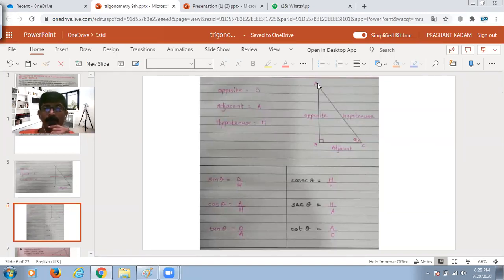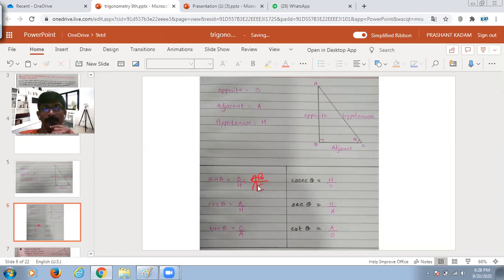So, in this particular case, opposite would be AB, and hypotenuse would be AC. So the sine theta would be AB upon AC. I hope you understood this. So this would be called as AB upon AC. Sir, can you repeat this?